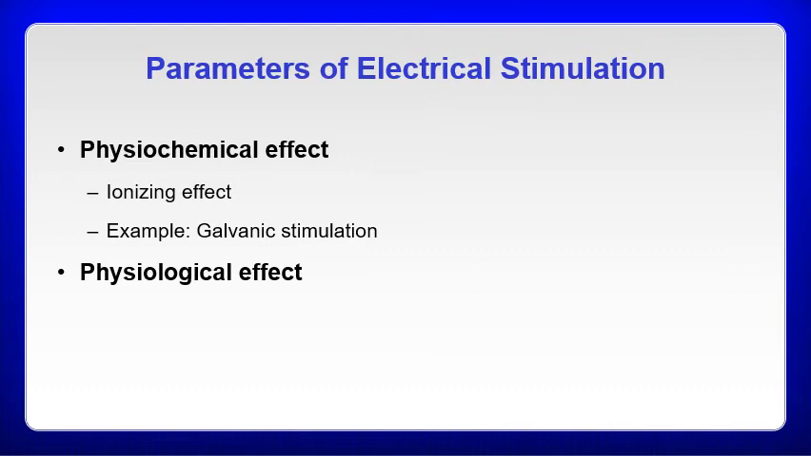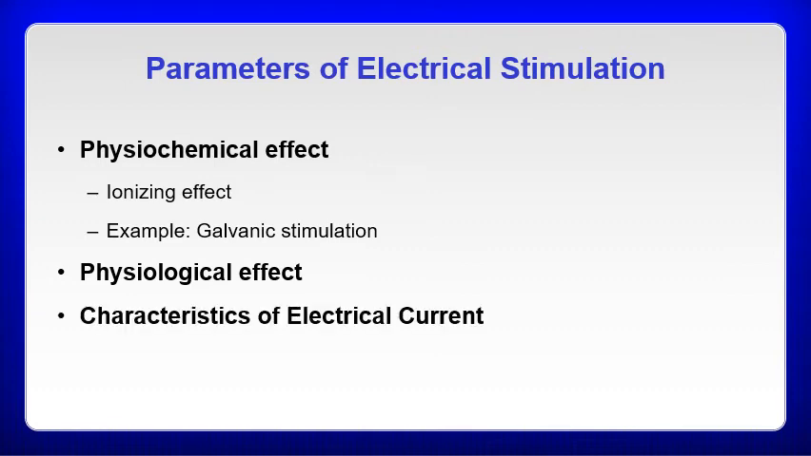The physiologic effect looks at the depolarization of the nerve, and that produces an action potential. With a lot of our forms, we're looking to get either a sensory effect or a motor effect from the stim. Okay? And then we have the characteristics of the electrical current.